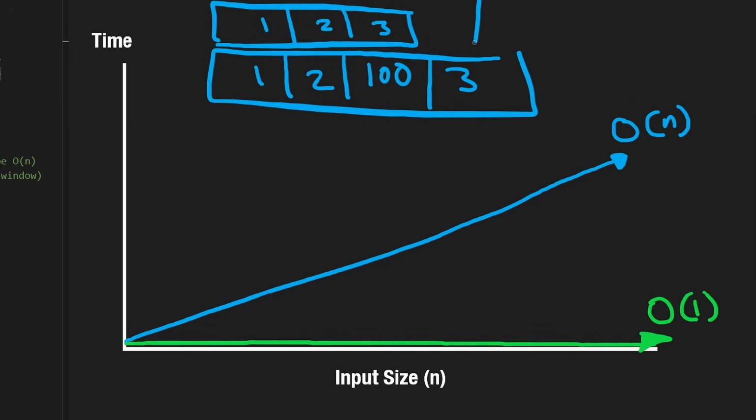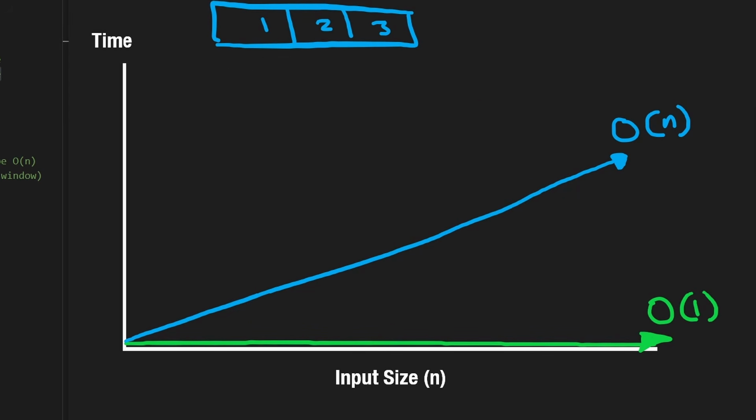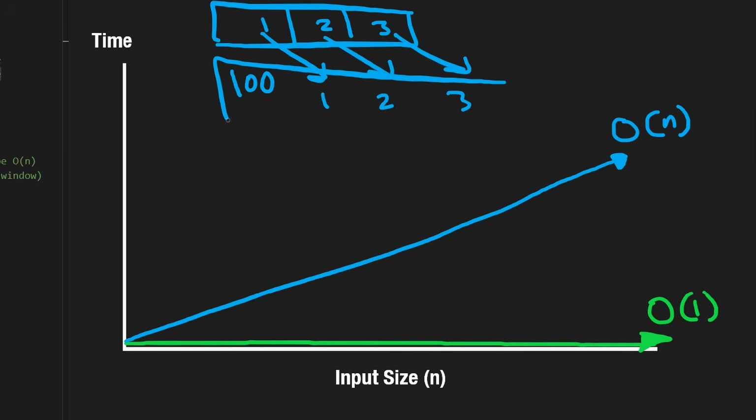So in this case, we only had to move a single value. But what about if we wanted to insert the 100 over here? Then we would have to insert the 100 here. We'd have to move the 1 to the right. We'd have to move the 2 to the right. And we'd have to move the 3 to the right so that this would be our new array.